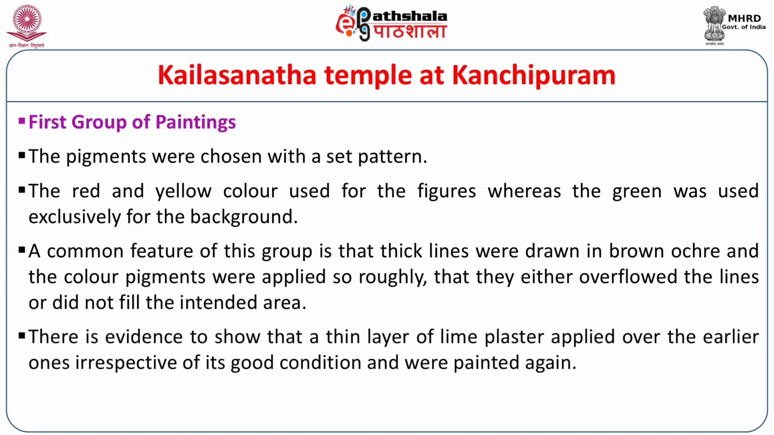There is evidence to show that a thin layer of lime plaster was applied over the earlier ones, irrespective of their good condition, and they were painted again. These are classified as Group 2 paintings.